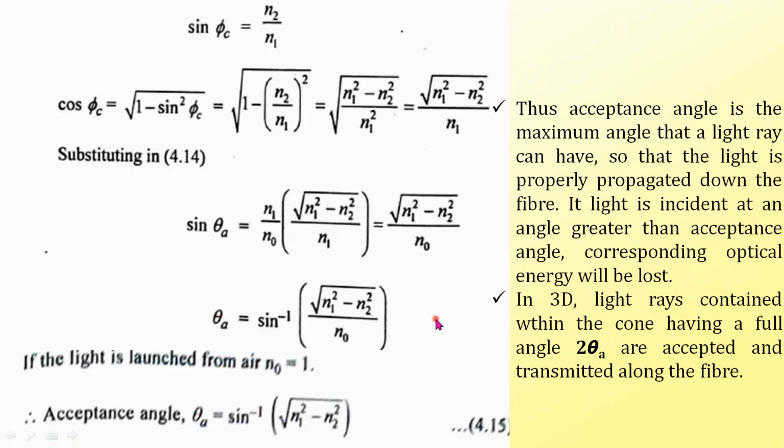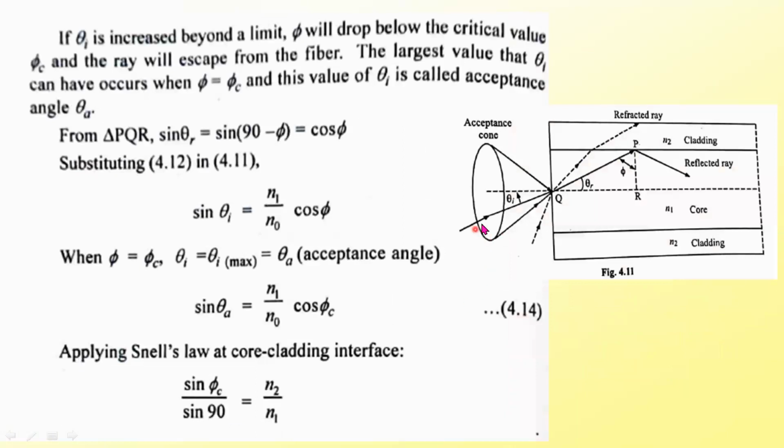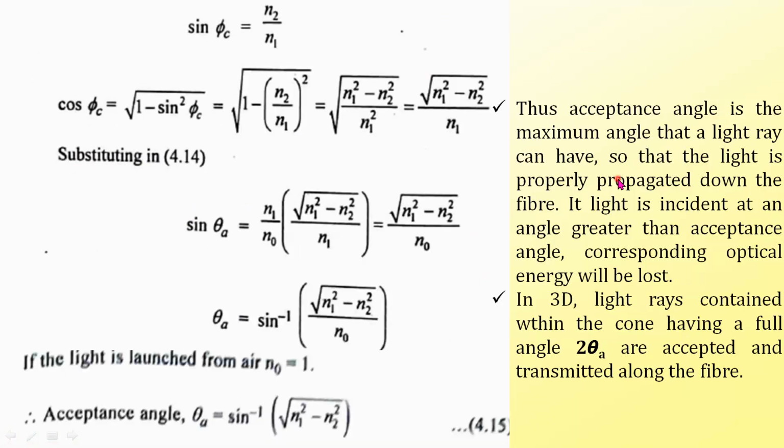That means there is an extreme limit for this angle, up to which only you can get the information completely at the other end. So if you incident the light with an angle greater than this theta, that is the acceptance angle, then your energy will be completely lost. That means it will not go through this fiber, and it will not undergo the total internal reflection. So corresponding energy will be lost.